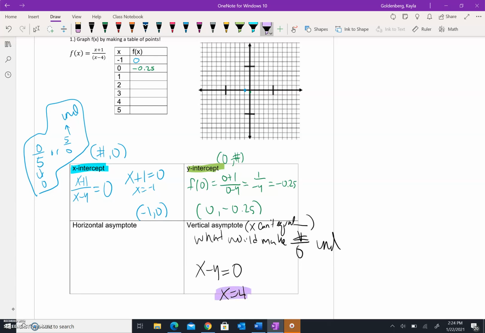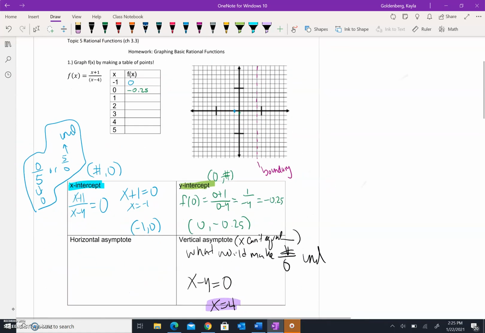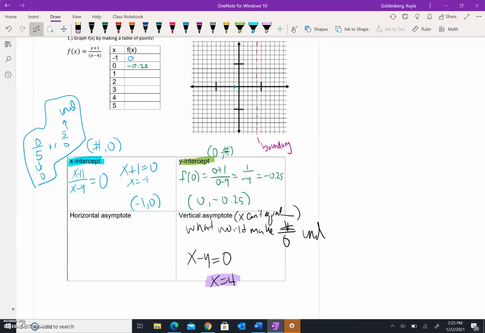I'm going to color code that as purple, and I'm going to go in at x = 4 and put a dotted line. Remember, that's not technically part of the graph, it's just a boundary line to tell me that I'm not allowed to have any points along it. So this is going to serve as my boundary line. Now, you want to think about the vertical asymptote as a boundary. Comparatively, the horizontal asymptote is going to be a trend line. It's what happens as you plug in really, really big numbers and really, really small numbers.